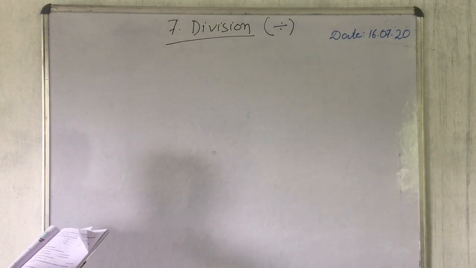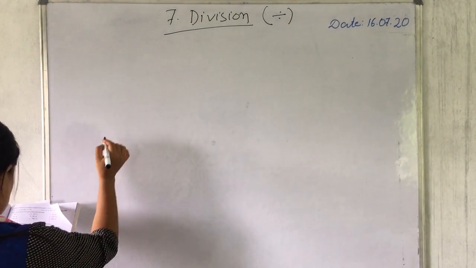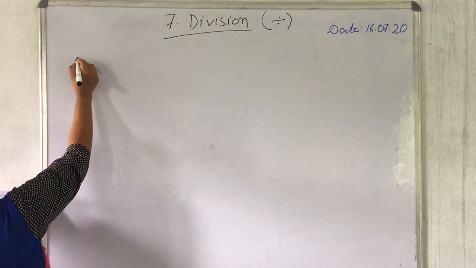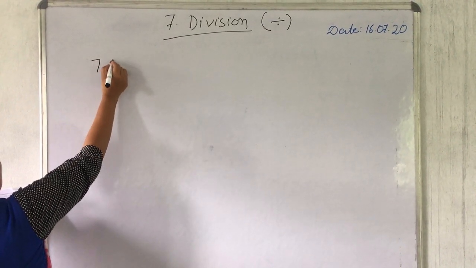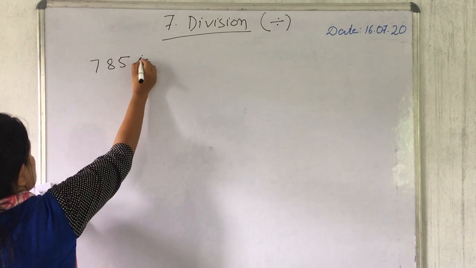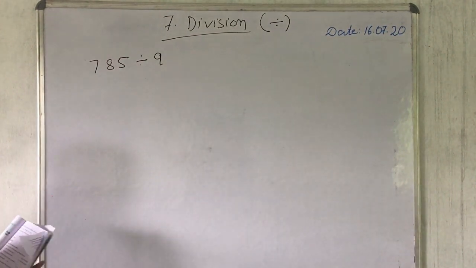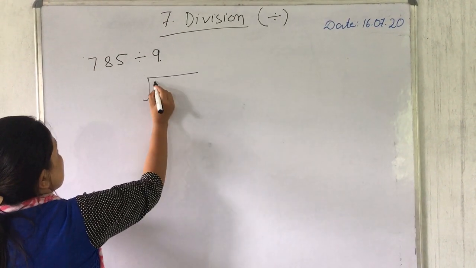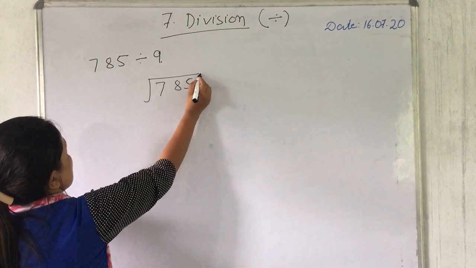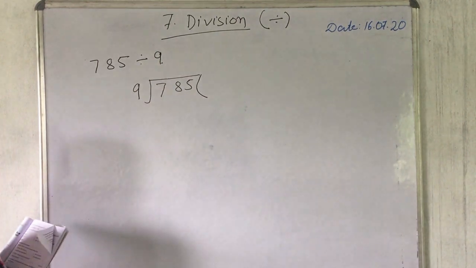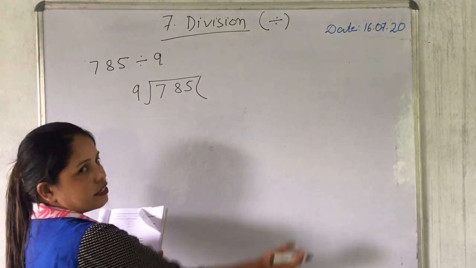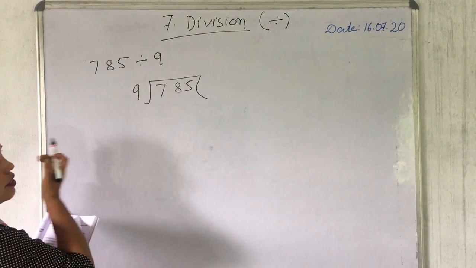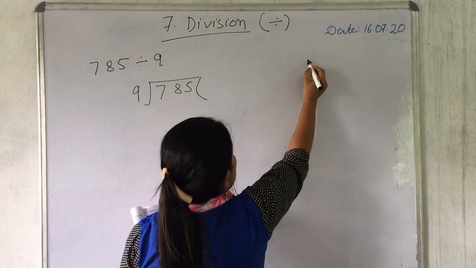So the next one is 785 divided by 9. Okay, now let's do this again. 785 divided by 9. The same thing, you have to write the table at the right hand side of your copy. Which table you have to write? 9 table, isn't it? So write here, table of 9.